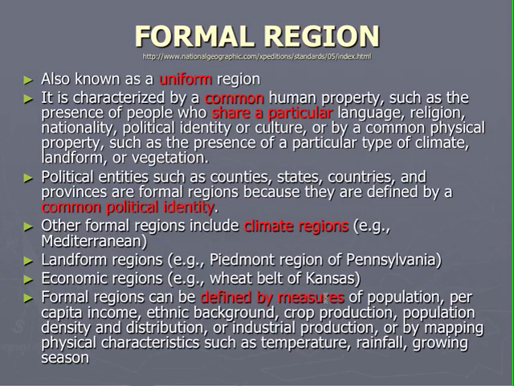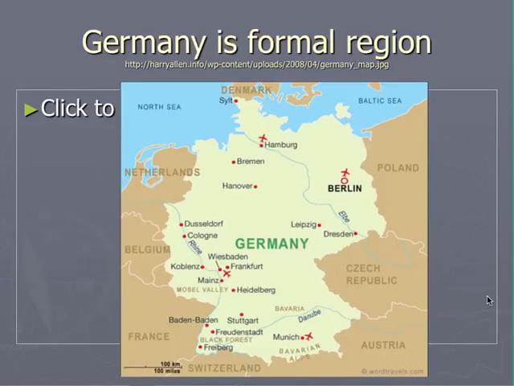Now, this is the key. Formal regions can be defined by measures. Measures of population, income, ethnicity, crop production, population density. These are things that we can measure. That is the key. So make sure you circle measure, make sure you highlight it, because that will determine whether it is a true formal region or one of the other two. All right, Germany is a formal region. So think about it in your head. Why would this be considered formal?